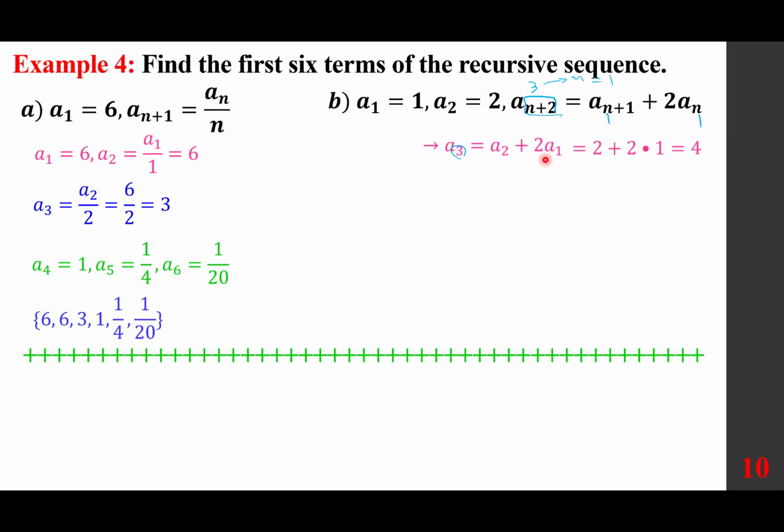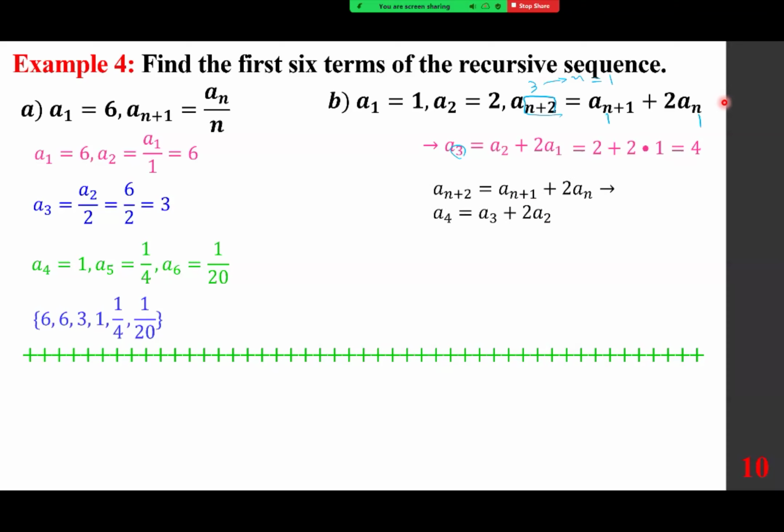So I want a sub 4. I go to the previous one, a sub 3, and 2 times the one before that, a sub 2. In other words, I write the general formula. I want this to be 4. N plus 2 is 4, so n is 2. 2 and 1 is 3, and this is 2.